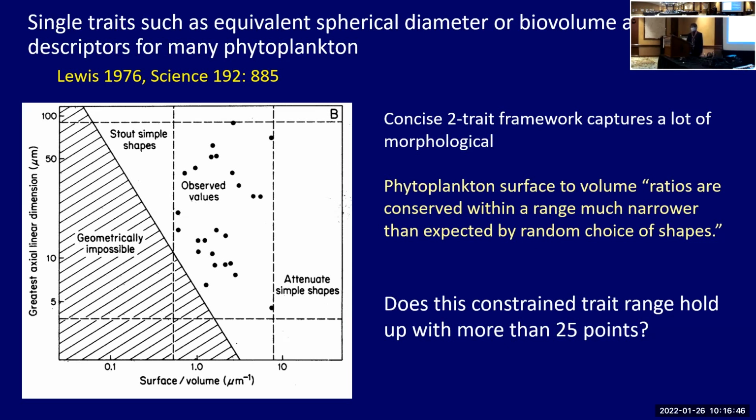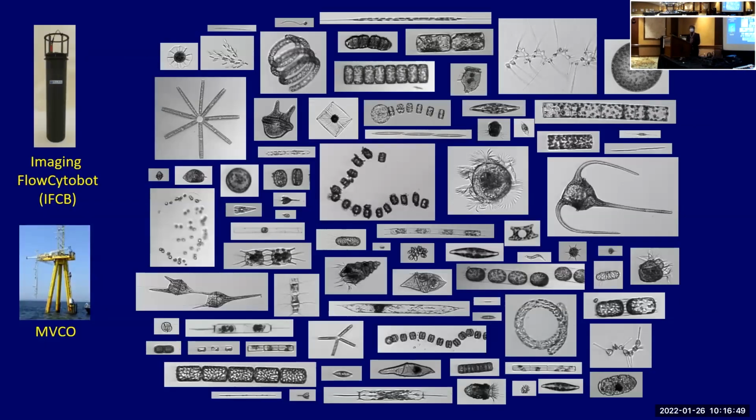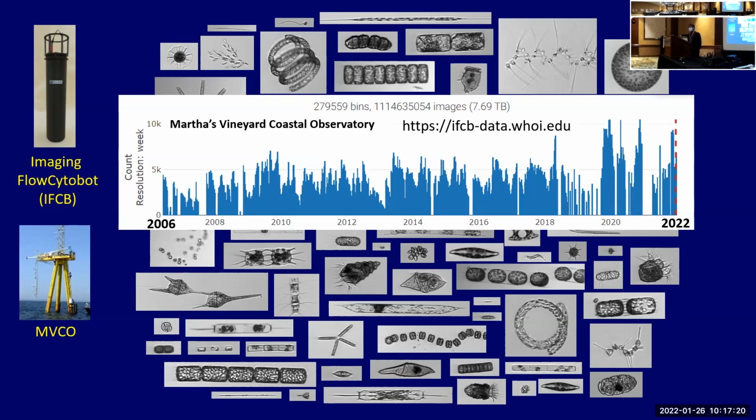Was Lewis onto something? So for this, we can turn to the image data that we've been collecting from IFCB, in this case deployed at the Martha's Vineyard Coastal Observatory. This is a cabled site off the coast of the Northeast US, where we've been deploying IFCB since 2006. It automatically samples the ocean. It's basically an underwater microscope and makes thousands of measurements of individual cells every hour. And we started this in 2006 and have been continuing it to today. In fact, data is being collected while I'm speaking to you.